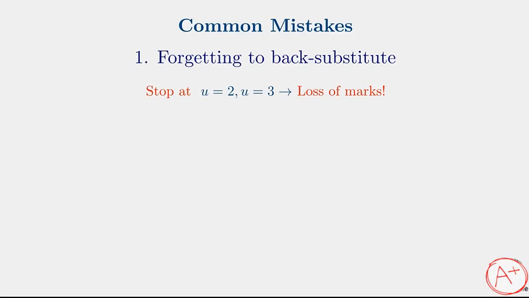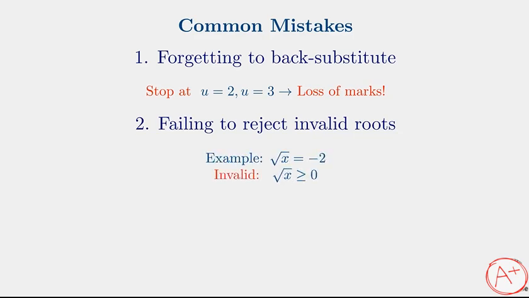Second, failing to reject invalid roots. As we saw earlier, if your substitution involves a function with a restricted range, such as a square root or an even power, you must check if your U values are valid. If you state that X equals 4 when the square root of X was -2, you have made a conceptual error. Third, incorrect squaring of terms.